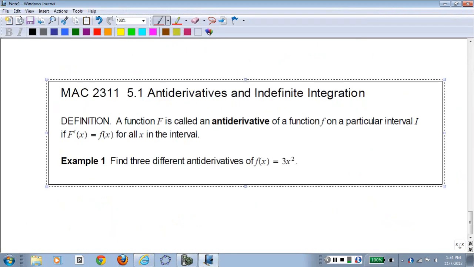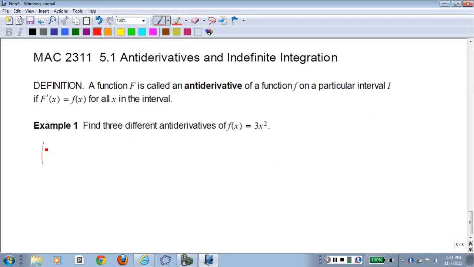X cubed. X cubed, that works. So I'll say big F sub 1 of x equals x cubed. This works. Big F sub 1 prime of x is, sure enough, 3x squared. What's another function you might take the derivative of and get 3x squared?